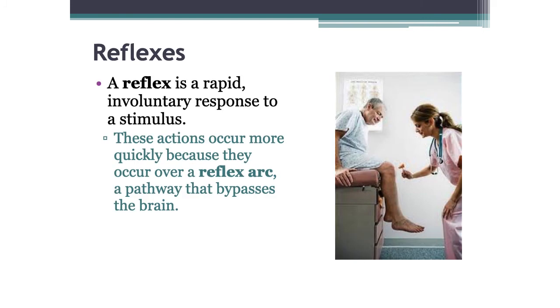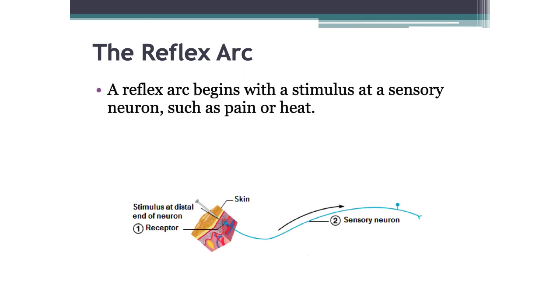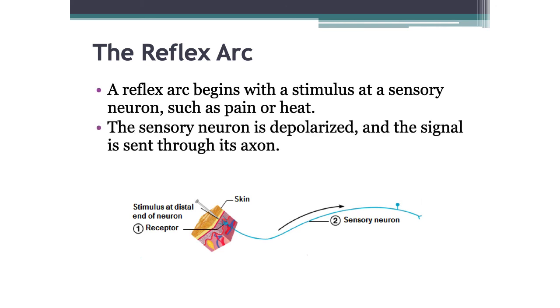Now, a reflex is a rapid involuntary response to a stimulus. These actions occur quickly because they occur over a reflex arc, a pathway that bypasses the brain. So if you look at this, what's cool is a reflex arc begins with the stimulus of the sensory neurons, such as pain or heat. The sensory neuron is depolarized, and the signal is sent through its axon.